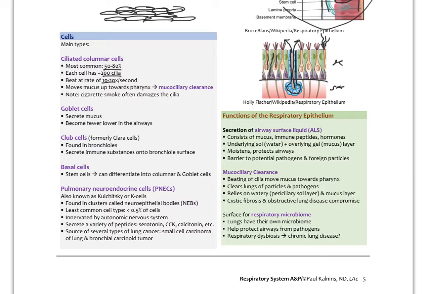So that is the ciliated columnar cells. There's also goblet cells, which are found here, and they secrete mucus. And they get fewer the lower down the airways you go. So by the time you get to the bronchioles, there aren't many goblet cells. But they're really creating the mucus in the upper airways to wash everything out.